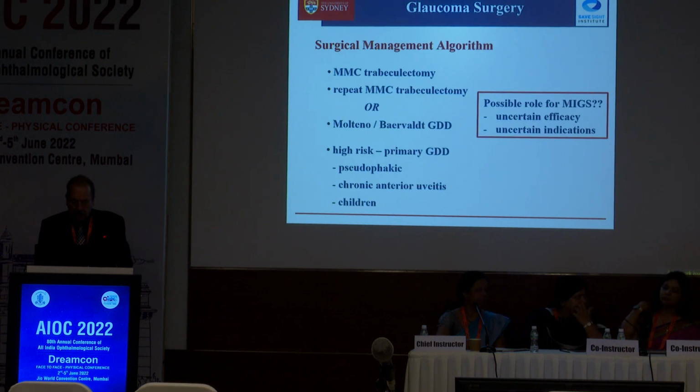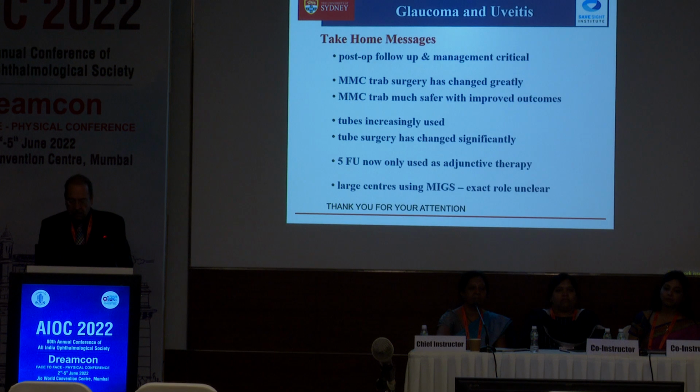To close off, I think mitomycin C trabeculectomy is fine. When one needs to repeat such surgery, you might consider doing a tube. But in high-risk patients, I think a primary glaucoma drainage device is the way to go. So the take-home message is that you can do whatever surgery you want, but the post-op care is absolutely critical. Mitomycin C and 5-FU have changed things quite a bit. Tubes are being used increasingly, and again, I still don't think that MIGS and non-penetrating glaucoma surgery is a good idea in such patients.